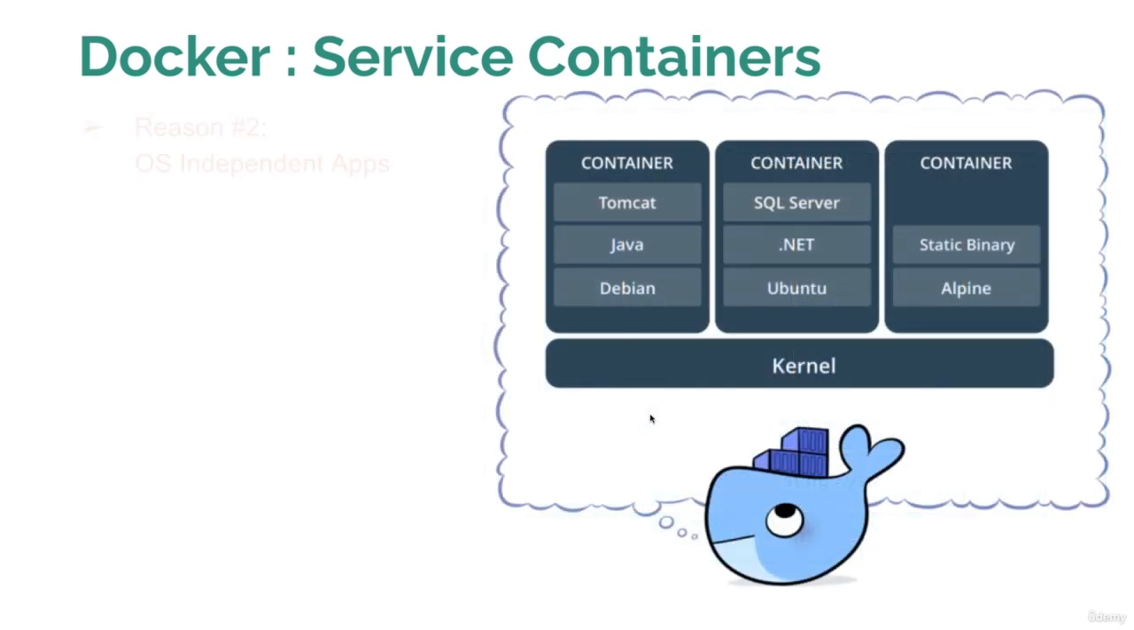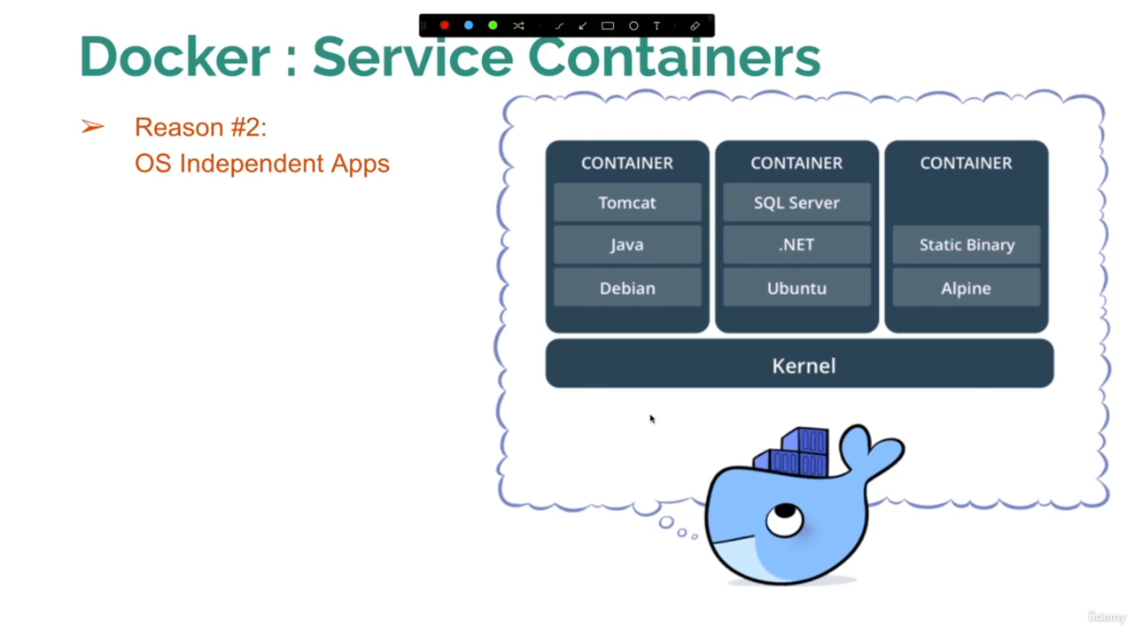The second reason is OS independent applications. Yes, that is true. Using Docker, you can make your app platform independent, running a Docker container on Linux, macOS, Windows, or any operating system. Because Docker is not executing on the host machine operating system. No. While you execute the container, that container will have its own operating system. I will show you how you can use different operating systems in different Docker containers, and you can execute all these containers on a single machine.